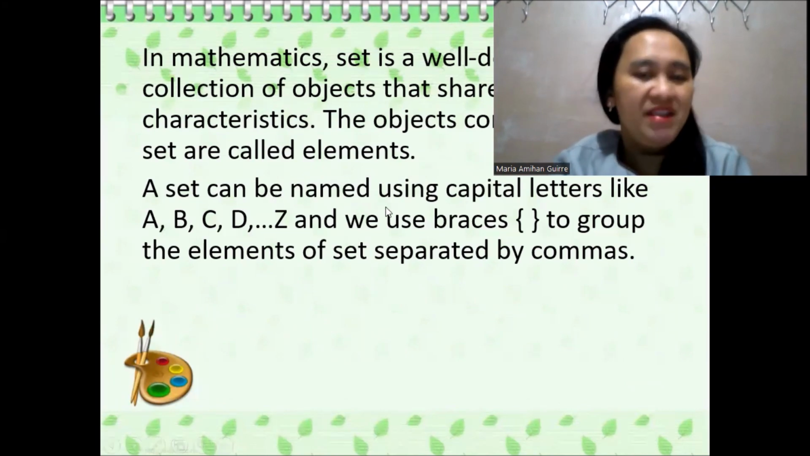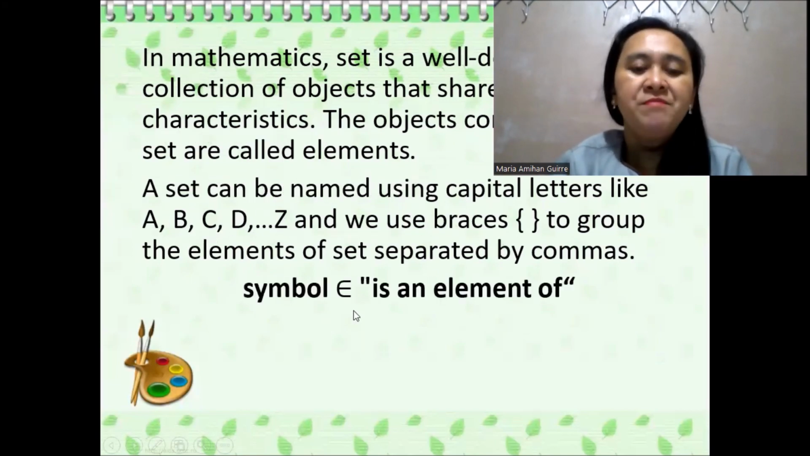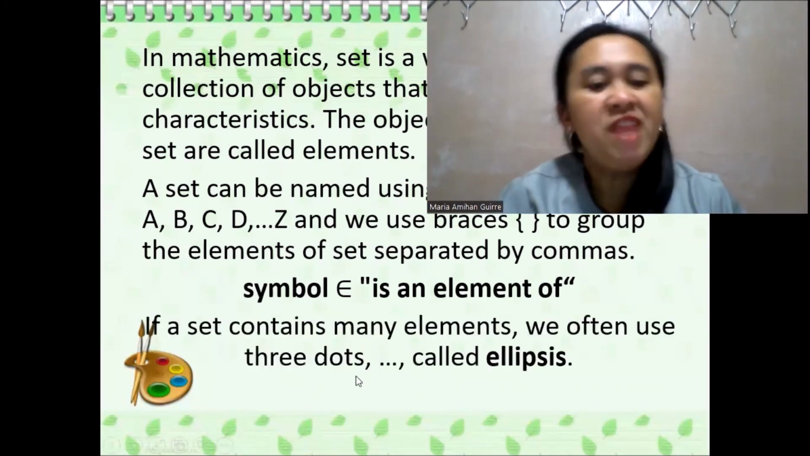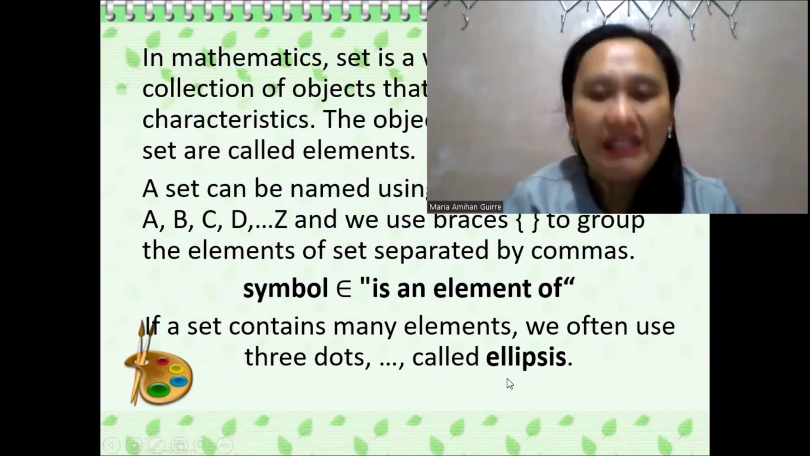A set can be named using capital letters like set A, set B, set C, set D to set Z. And we use braces to group the elements of a set, separated by commas. The symbol for this is ∈, it is an element of. And if a set contains many elements, we often use three dots, and it is called ellipsis.